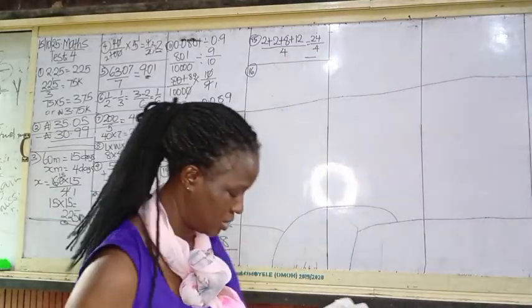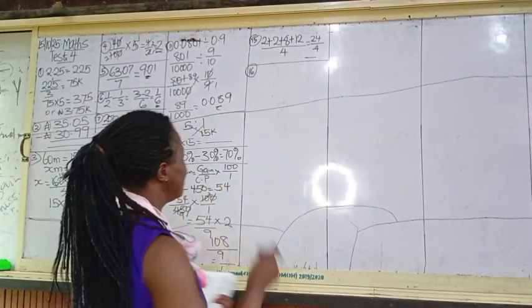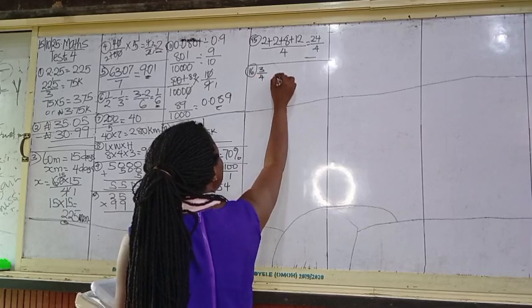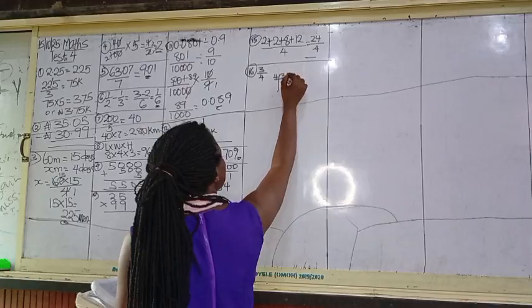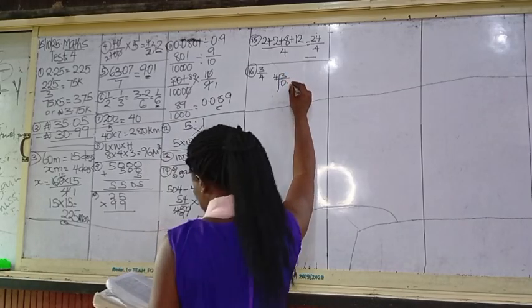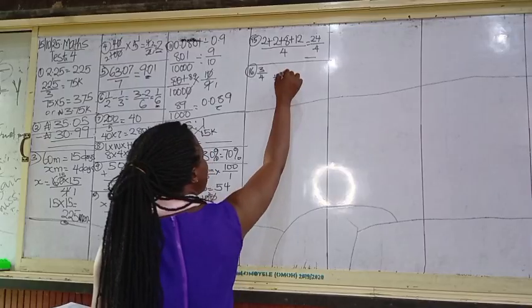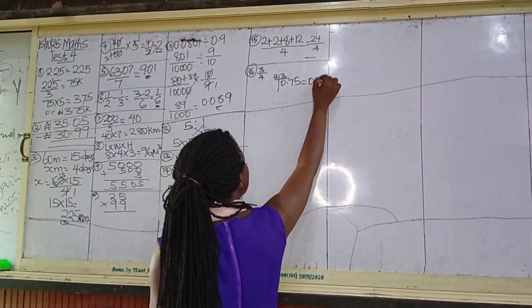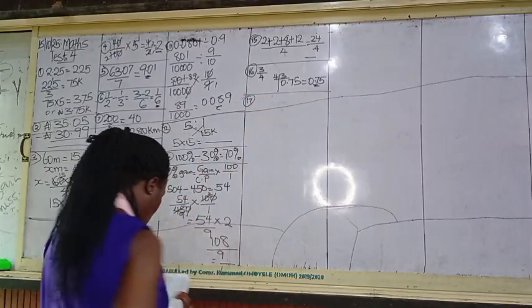Number 16 question. Express 3 over 4 as a decimal. 3 over 4 as a decimal. So we have it like this. 0 in 30, that is 7, remainder 2. In 20, that is 5. So we have 0.75. Number 17 question.